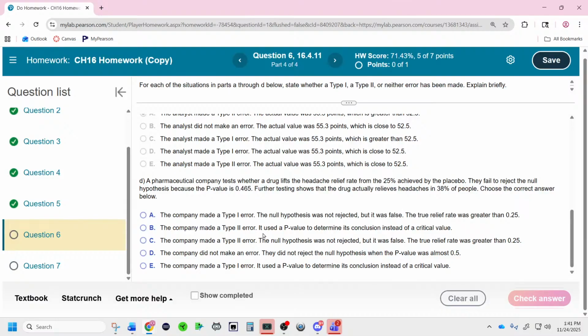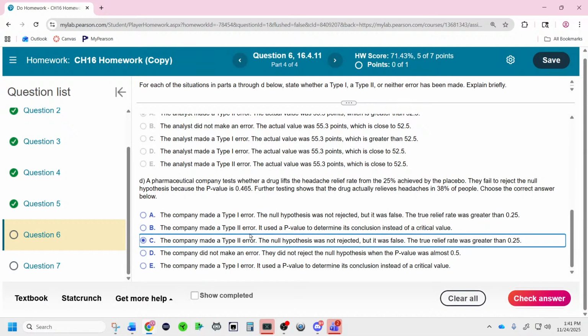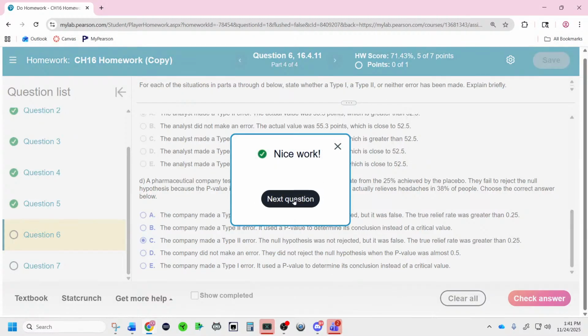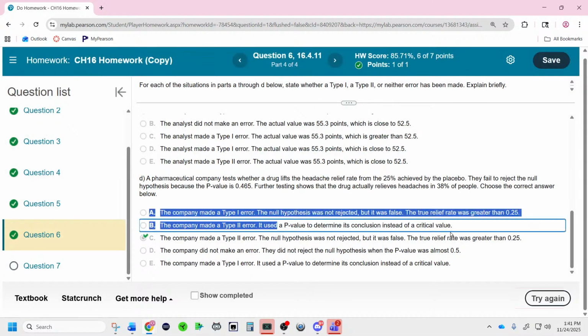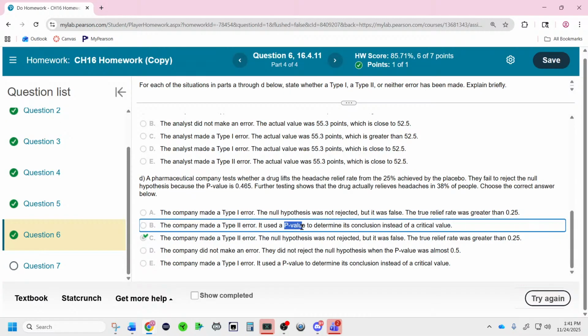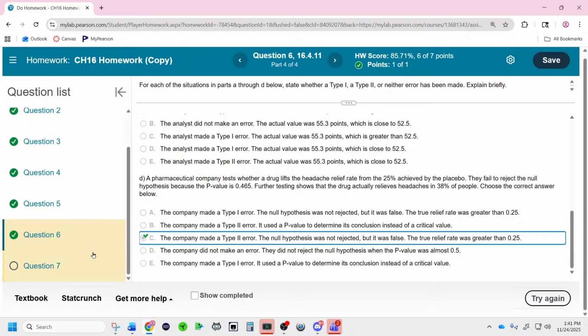The null hypothesis was, it used a p-value to determine its conclusion. Said no, that you can do no. Critical values need to go away. I can just read this, and p-values are how we reject the null or not reject the null. The null hypothesis was not rejected, but it was false because we should have found evidence for the alternative.